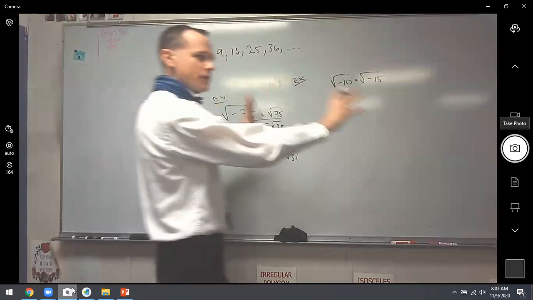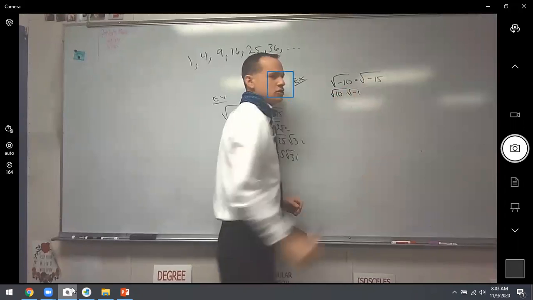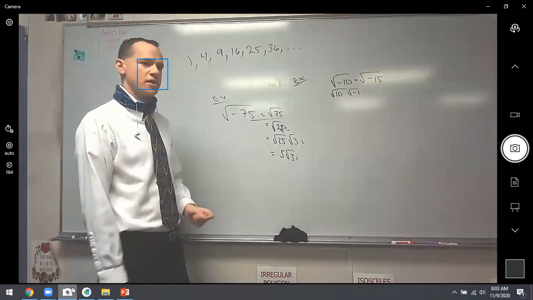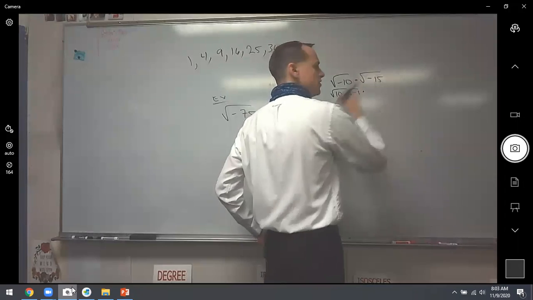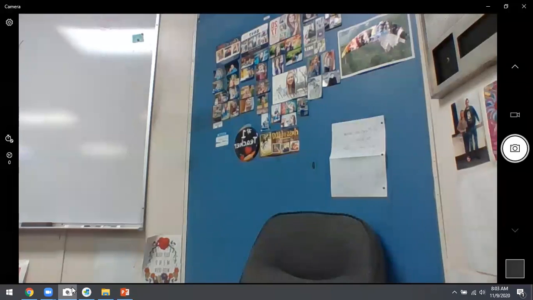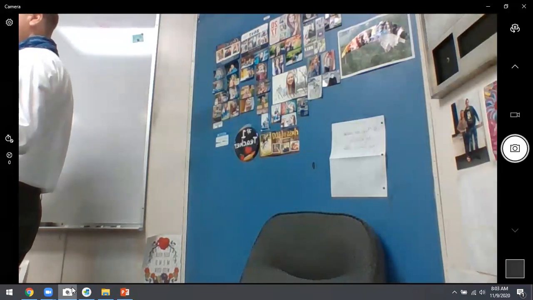So separately, I'm going to break this square root of negative 10 down into a square root of 10 times a square root of negative 1. Then, same thing for the square root of negative 15. I'm going to break that into the square root of positive 15 times the square root of negative 1. So I'm just taking these numbers and splitting them up. No big deal.